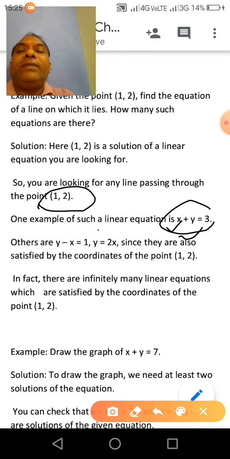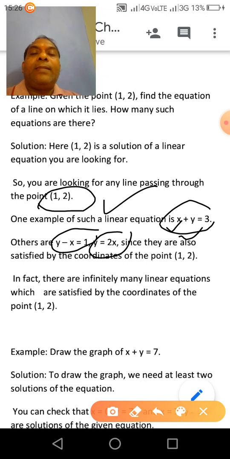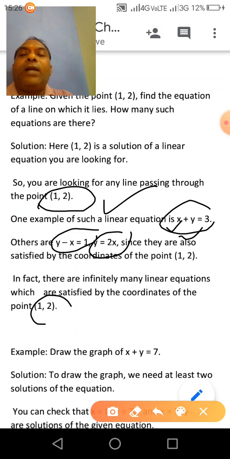Second line will be y minus x is equal to 1 also, because point (1, 2) already satisfies this line. Now y is equal to 2x will be a line on which the given point lies, because y is equal to 2x, so point (1, 2) also satisfies this line. Clear? So in fact there are infinitely many linear equations which are satisfied by the coordinates of the point (1, 2). Clear?